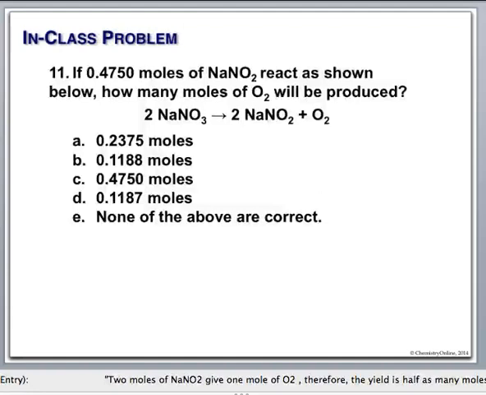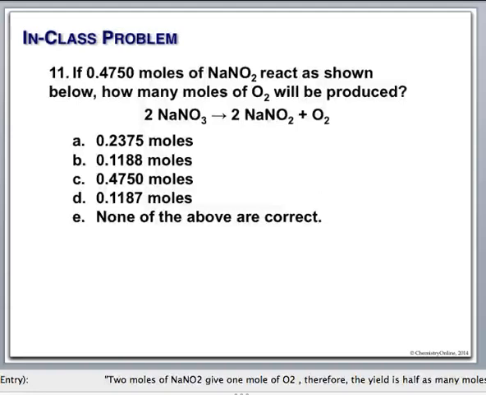All right. This is a different equation because I got tired of the other one. We're simply taking sodium nitrate, warming it up, oxygen is evolved, and we're making sodium nitrite. It takes 2 moles of nitrate to make 2 moles of nitrite and 1 mole of oxygen.